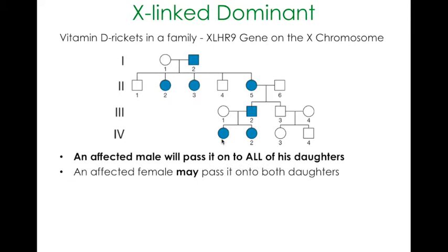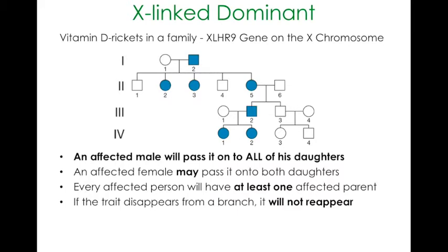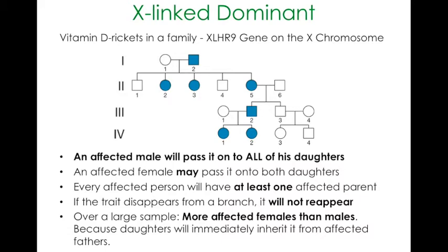Females may pass it on to both daughters and sons. Characteristics of dominant features: at least one affected parent, and if it disappears, it will not reappear. Over large samples, how do we know that it's X-linked? Females are more likely to be affected than males because of that dominance feature being inherited from fathers. So daughters immediately inherit it from their fathers, and so in a particular sample, you're going to get a higher proportion of females who are affected than males.